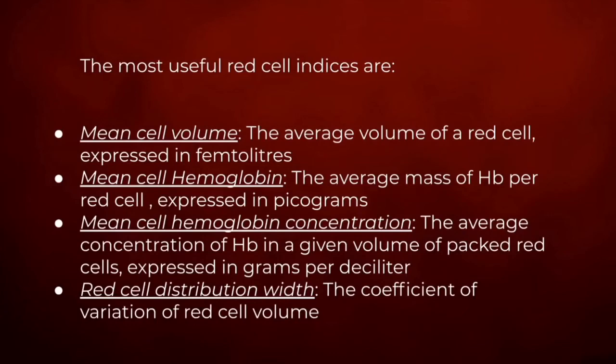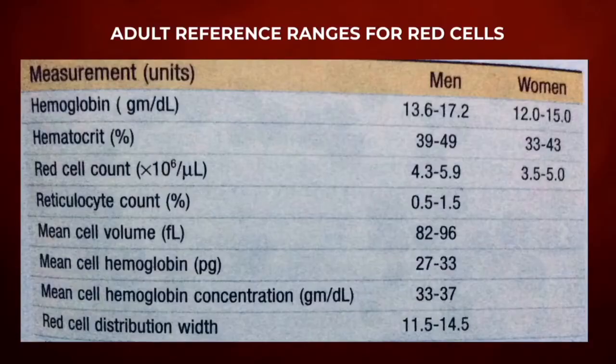The third one is mean cell hemoglobin concentration, the average concentration of hemoglobin in a given volume of packed red cells, expressed in grams per deciliter. The last one is red cell distribution width, which is the coefficient of variation of red cell volume. Okay, these are the very important red cell indices. These are the adult reference ranges for red cells. It is the last part of our class today.